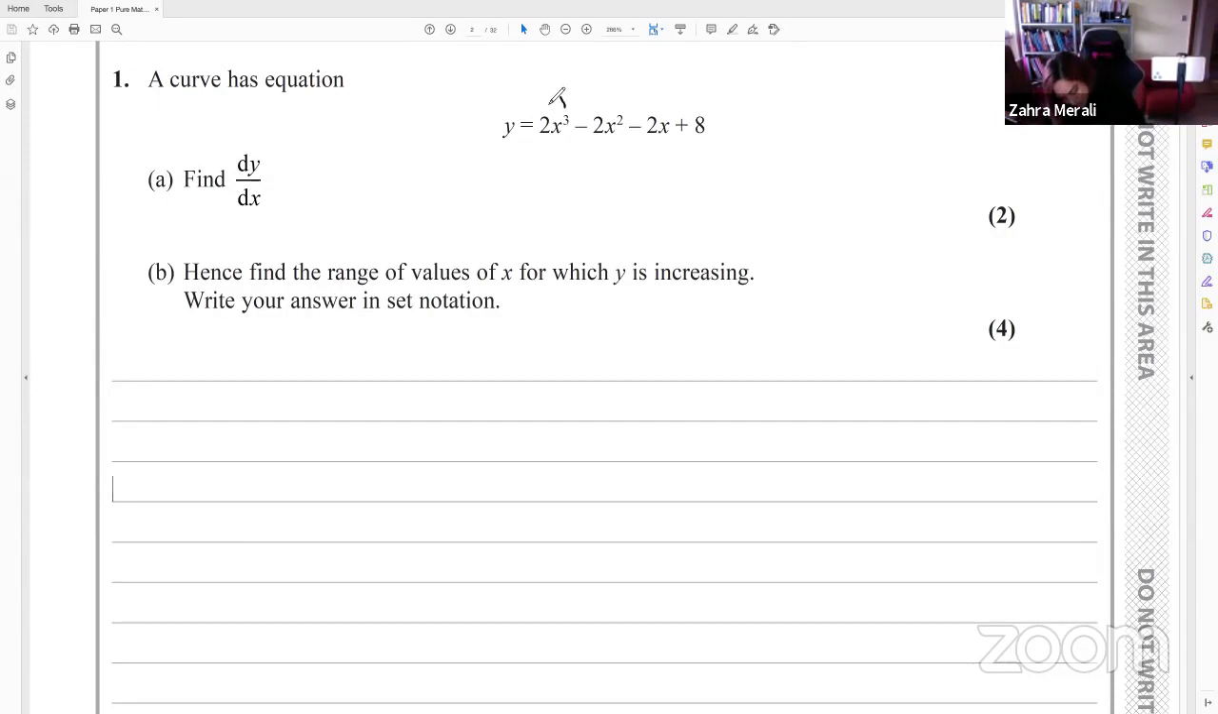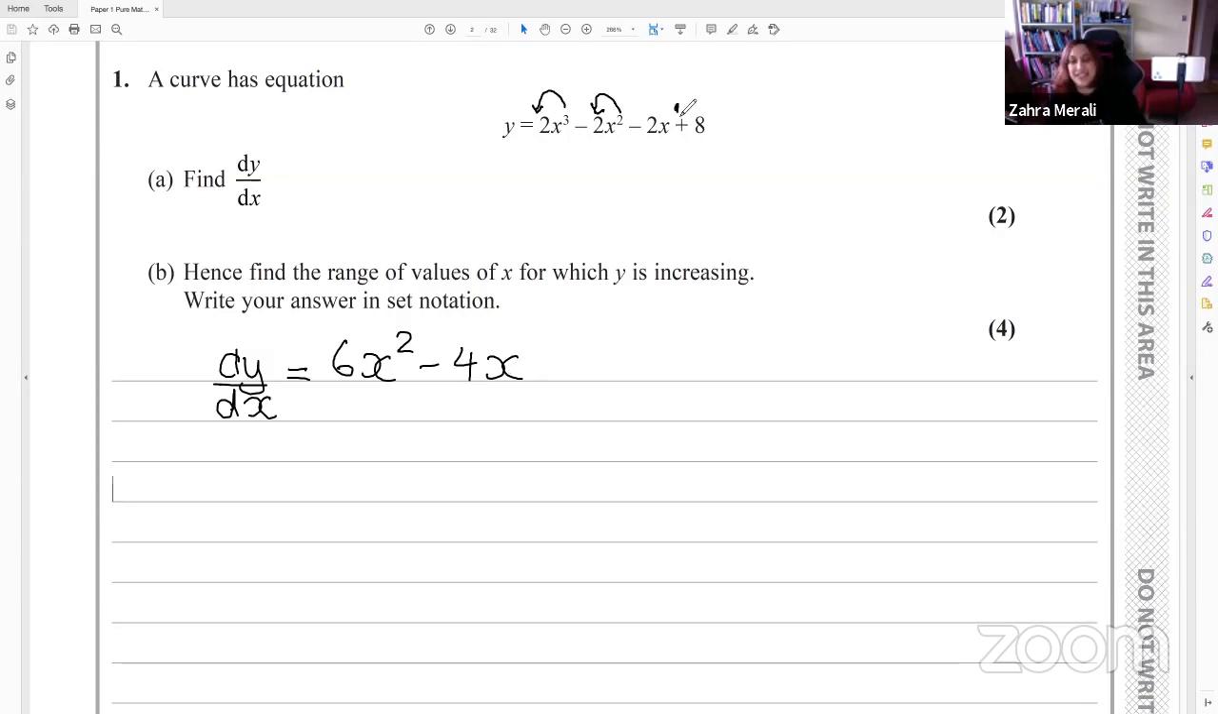You bring the 3 down, so you get 2 times 3 to give you 6x, and you take 1 away from the power. So 3 take away 1 gives you 2. And then you're going to do 2 times 2 to give you 4, and you take 1 away from the power. So 2 take away 1 just leaves you with 1. And that's like having a 1 there.